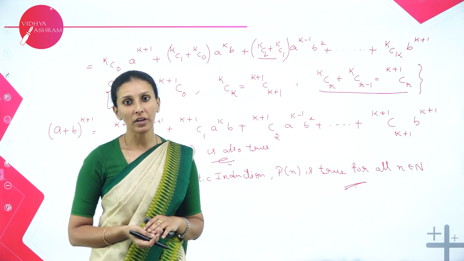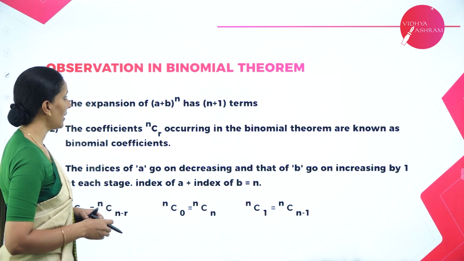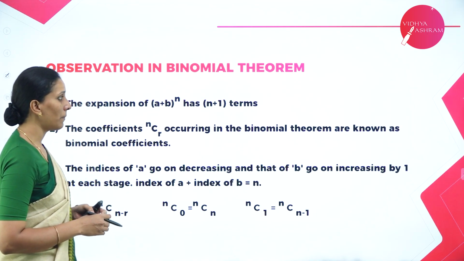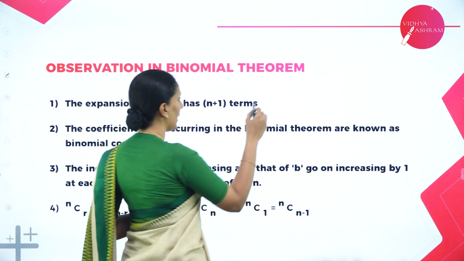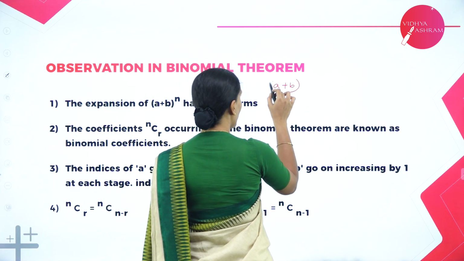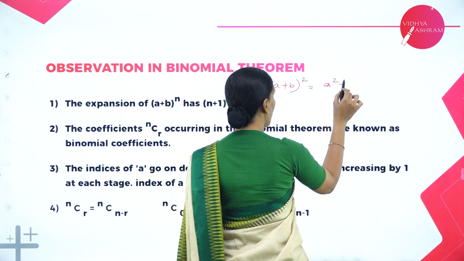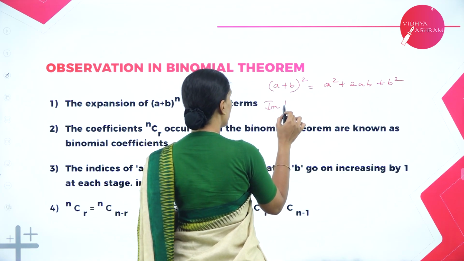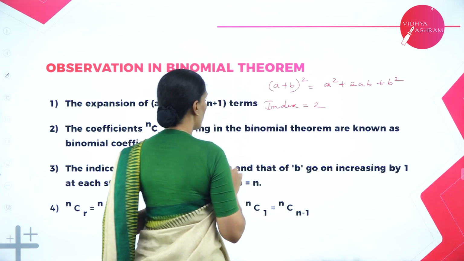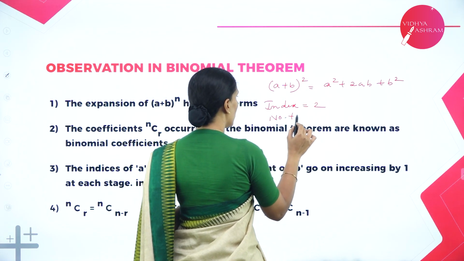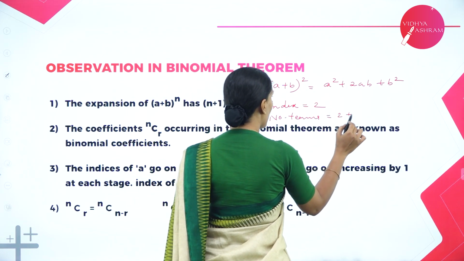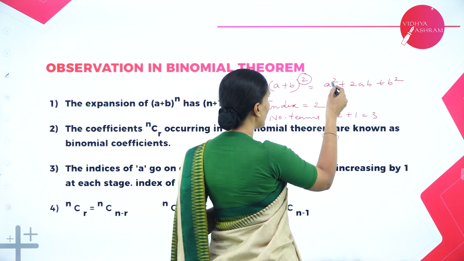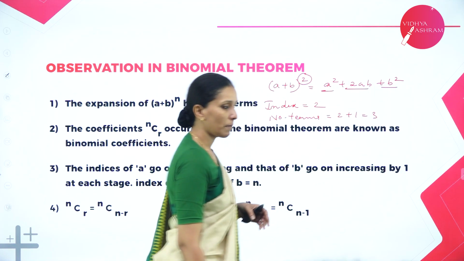Now let's see some of the observations we'll study in the binomial theorem. If we see the expansion of (a plus b) power n, there will be n plus 1 terms. For example, I'll take the (a plus b) whole square formula. What is (a plus b) whole square? It is a square plus 2ab plus b square. So the index is 2 here. But what is the number of terms? The number of terms is 2 plus 1, which is 3. Index is nothing but power. So the power is 2. If we expand this, then the number of terms in the expansion is 3.